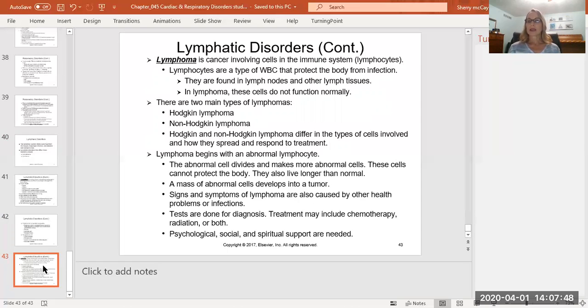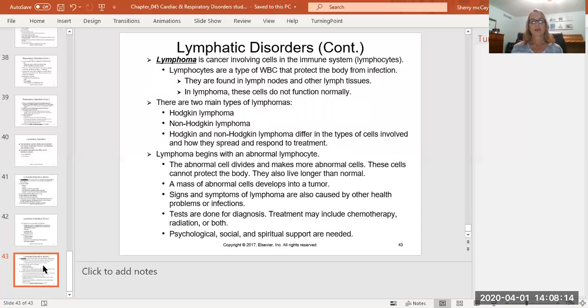I have a client right now who has a mass in his abdominal area that is a mass of these cells. And he's having chemotherapy for that, but it's just a mass of these abnormal cells, and in his case, they'll never actually go away, but they can control the size of those abnormal cells, okay?